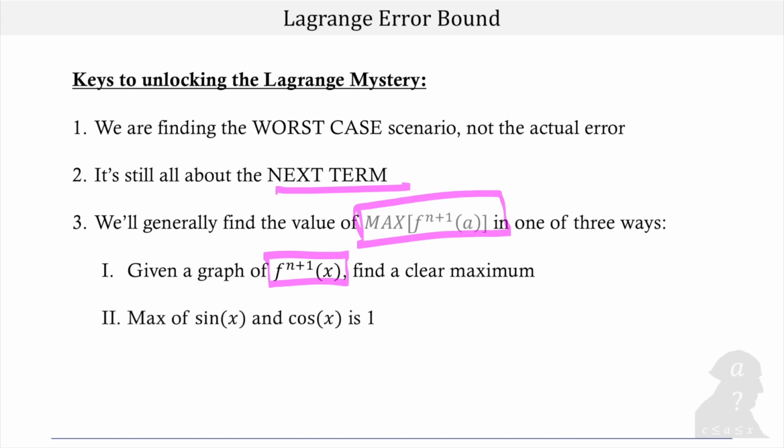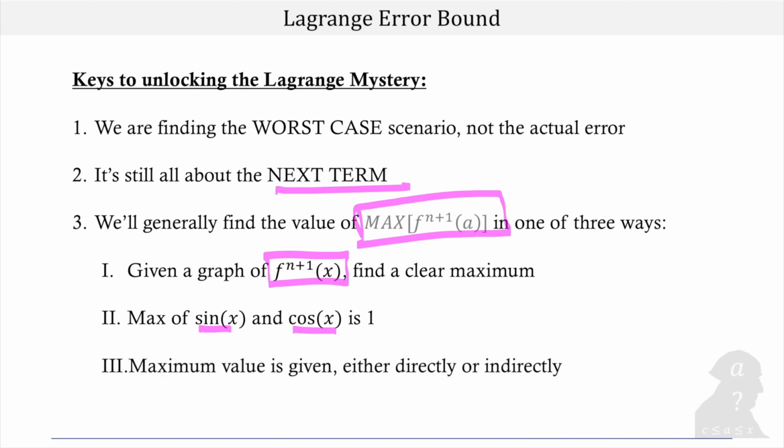We'll know that if we're using a sine and cosine function, the max of those is always 1. Sometimes they'll just give you the maximum value, either directly or indirectly.